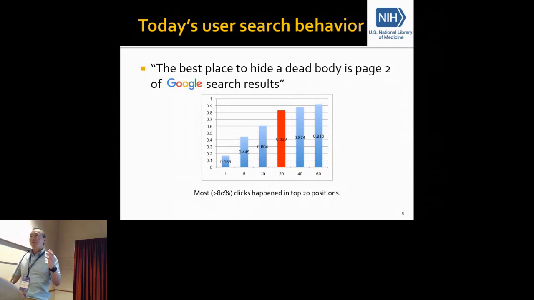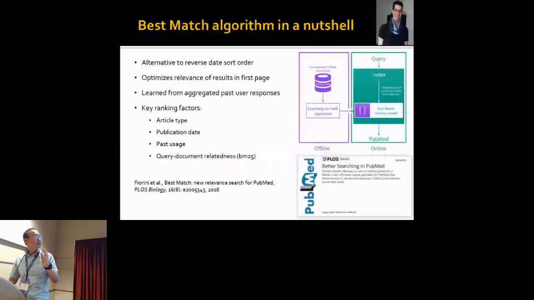And 20 is a magic number, because up until the new PubMed, PubMed always returned 20 results on its first page. So those two reasons, among other things, like today's researcher being more interdisciplinary than ever before, motivated us, in particular a postdoc in my group, Nicholas Fiorini, to think about providing some alternative search order in addition to date sort order.